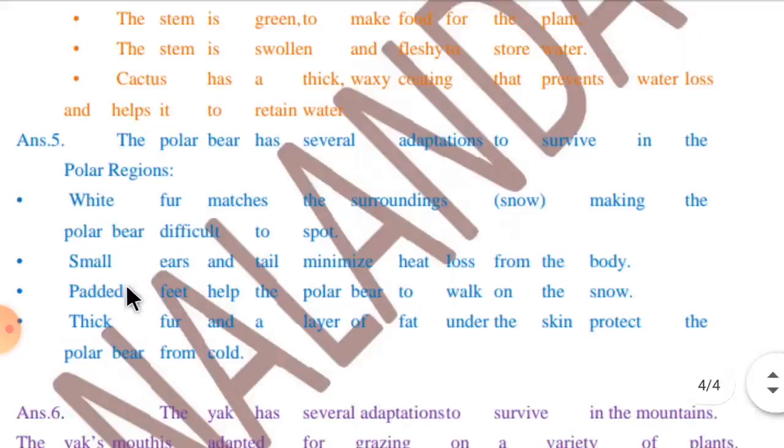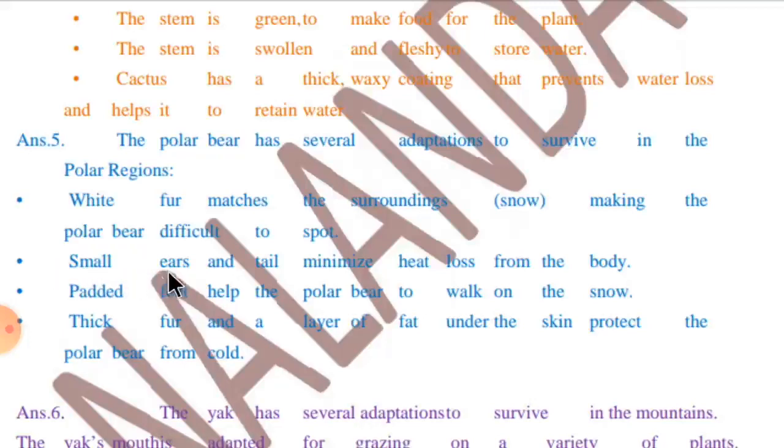Let's see the next question, beta. Explain how the polar bear is well suited to live in the polar regions. Okay, so the polar bear has several adaptations to survive in the polar regions. And the answer is coming better now that these certain points are there. White fur matches the surroundings, meaning snow, making the polar bear difficult to spot.